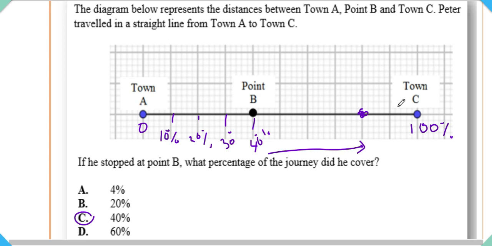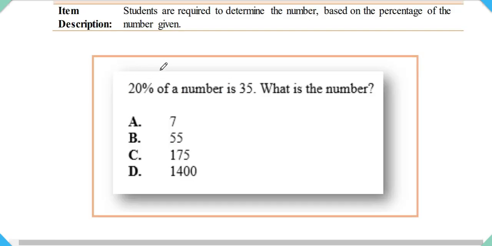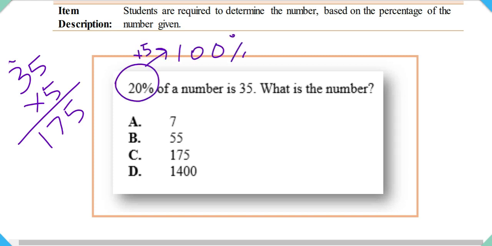All right, next item. Item 4. 20% of a number is 35. What is the number? All right, so there are different ways to solve this problem, you guys. The fastest way to solve this problem is to multiply 35 by 5. Why? There are 5 20%s in 100%, and since 35 is 20% of our mystery number, it means that there are 5 35s in our mystery number.